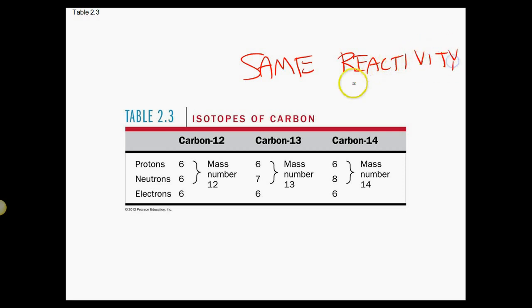Still same ability to form a reaction or not form a reaction or whatever it is they're going to do. Okay, same reactivity. But you notice that the mass number is 12 because protons and neutrons are the same. Mass number of 13, well, now we just have one more neutron, and so when you add those, you get 13. Carbon-14, mass number is a little bit higher.